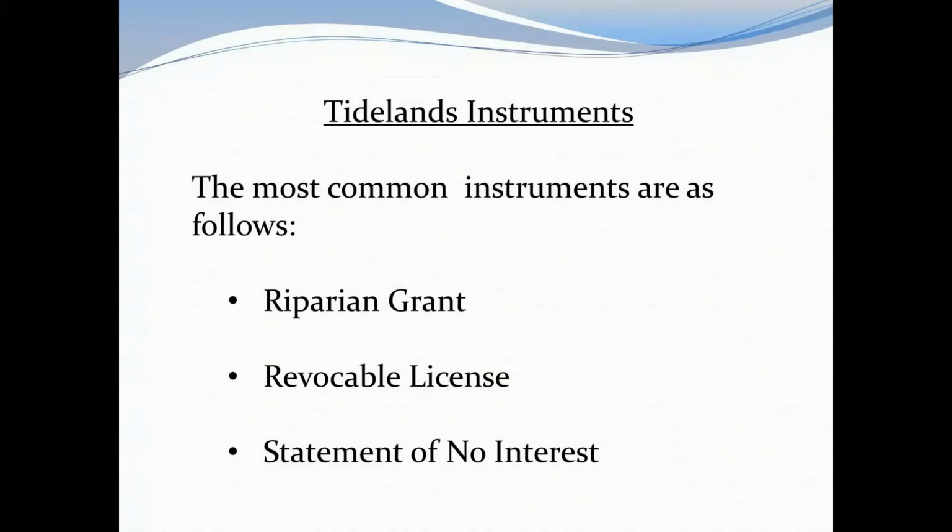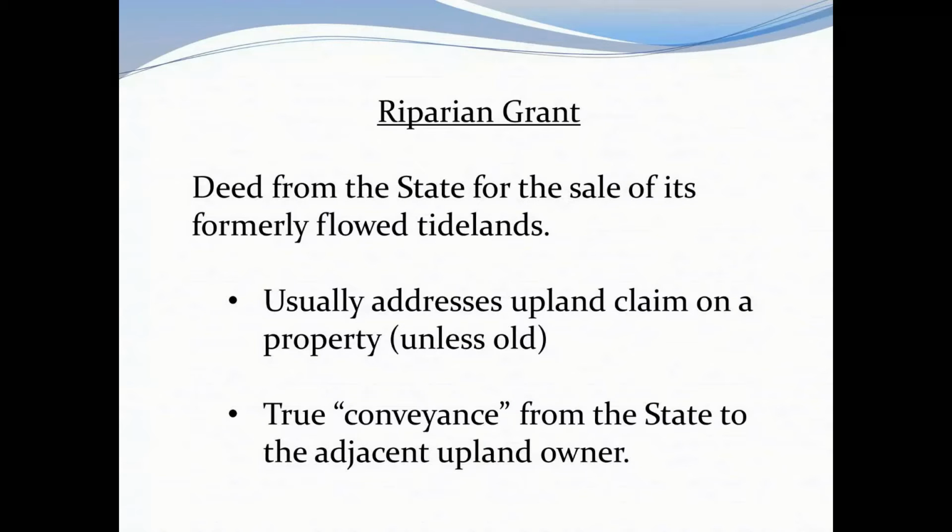So the three most common instruments that you will see as real estate agents dealing in these types of transactions are riparian grants, revocable licenses, and a statement of no interest. Start with riparian grants here. The grants are the strongest of the documents because it's actually a deed from the state of New Jersey for the sale of its formerly flowed tidelands.